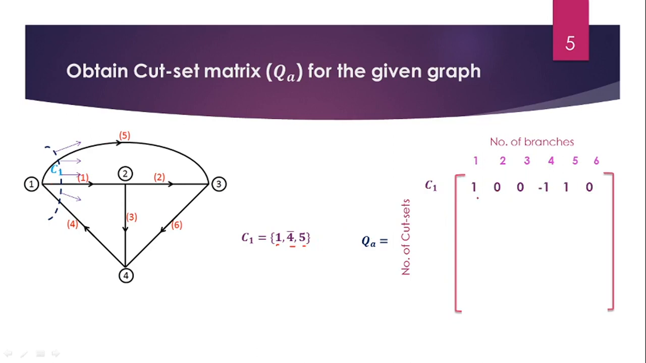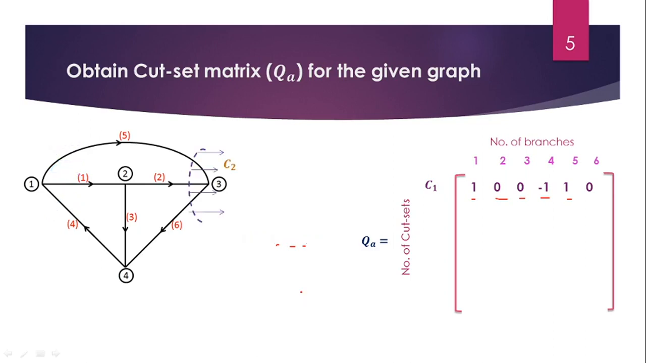So what elements are we getting here? Branch 1 is cut by C1 and has the same direction. Branch 2 is not cut, so 0. Branch 3 is not cut, 0. Branch 4 is cut, and it is in the opposite direction of the cut, it is going to the node and the cut is going away from the node, so that's why -1. Branch 5 is cut and both have the same direction, and branch 6 is 0. In the same way we can go for cuts 2, 3, 4, 5, 6 and 7.